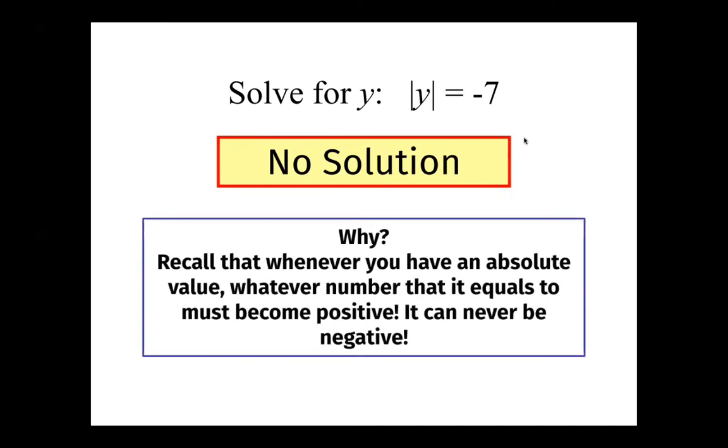The reason behind this is that we must recall that whenever you have an absolute value, whatever number it equals must be positive. It can never be negative. So you can't have a value within the absolute value coming out to be negative. It always has to be positive. So if you ever see an absolute value equation set to a negative, or you start simplifying and you see that it's beginning to set to a negative, you can assume that there is no solution.